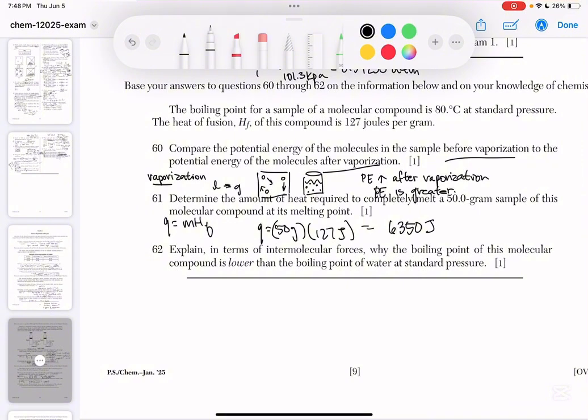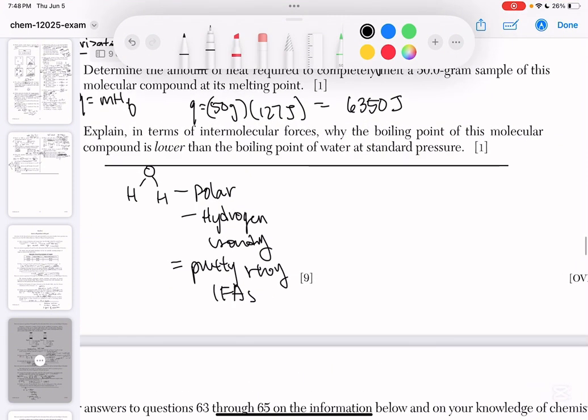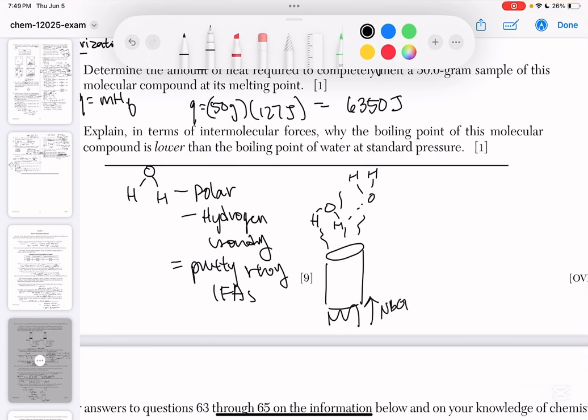So water, being both polar and having hydrogen bonding, has pretty strong IMFs. This means that the attraction between water particles is pretty strong. And what happens when you boil water is you're putting energy into the sample so that it can evaporate.